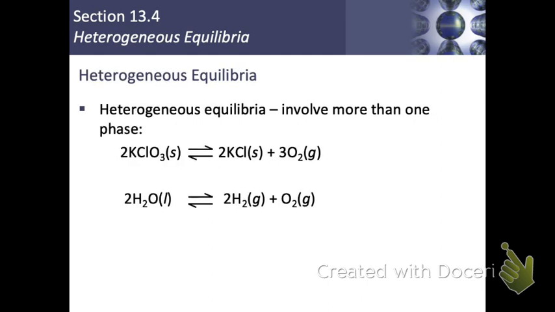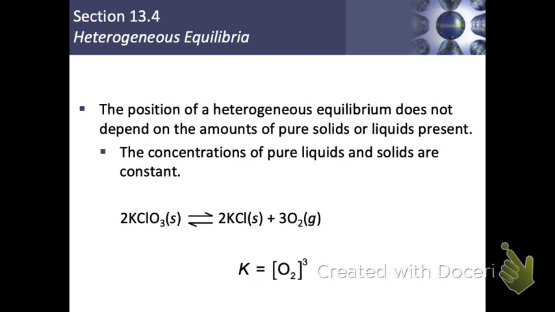Heterogeneous equilibrium means that you have an equilibrium system that involves more than one state of matter. So something could be gas, something could be liquid, something could be solid, whatever it might be. Okay, the position of a heterogeneous equilibrium does not depend on the amount of solids or liquids present. The concentration of solids and liquids are constant.